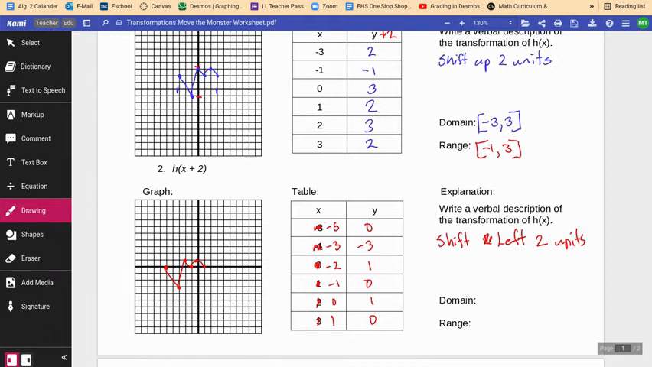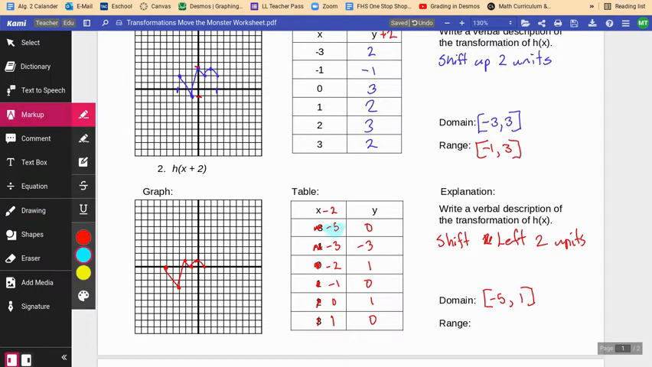And so basically, how did I get there? I took the original X value and I subtracted 2. Okay, and so what's my domain here? My domain is from negative 5 to positive 1. How did I get that so fast? I just looked at my table right here. That's the lowest value. That's the highest value in my table.